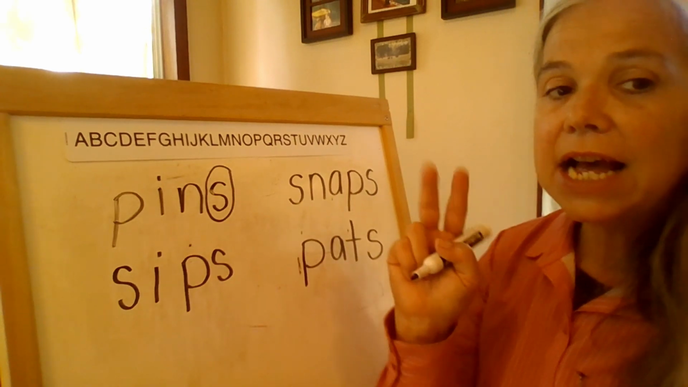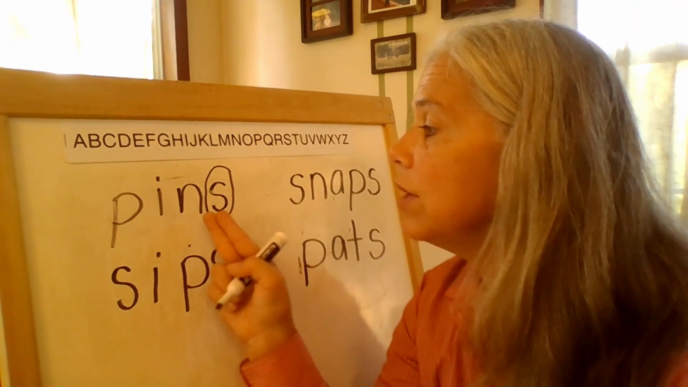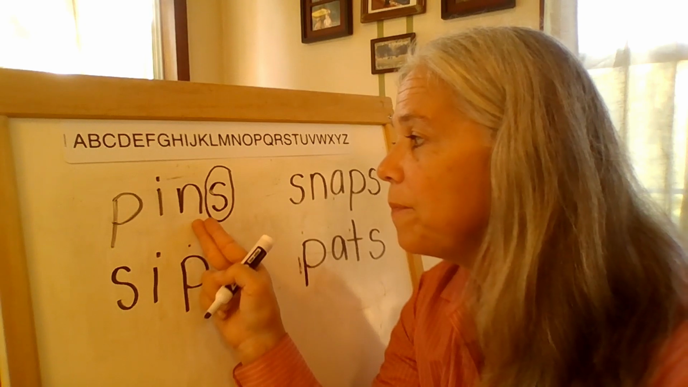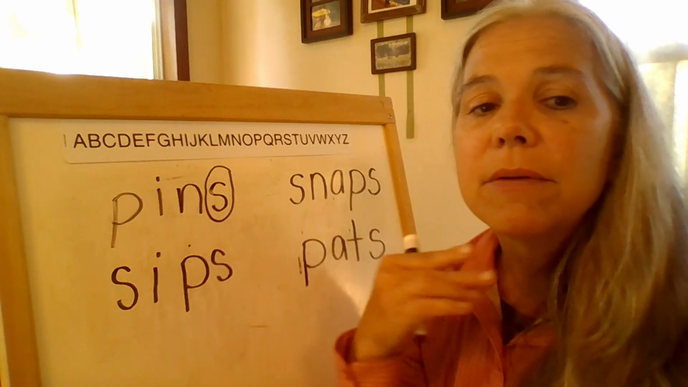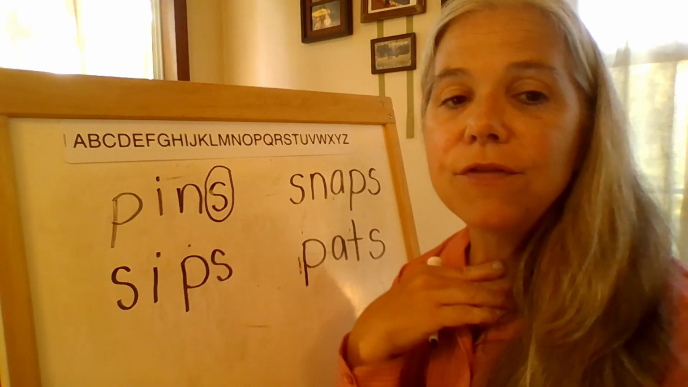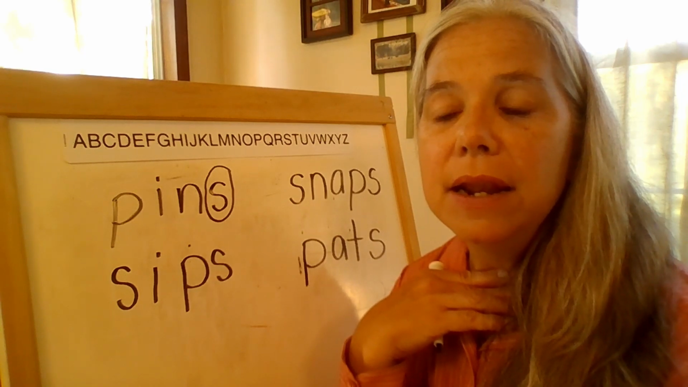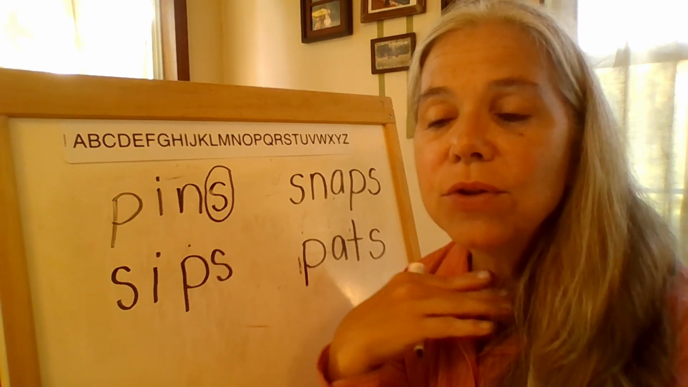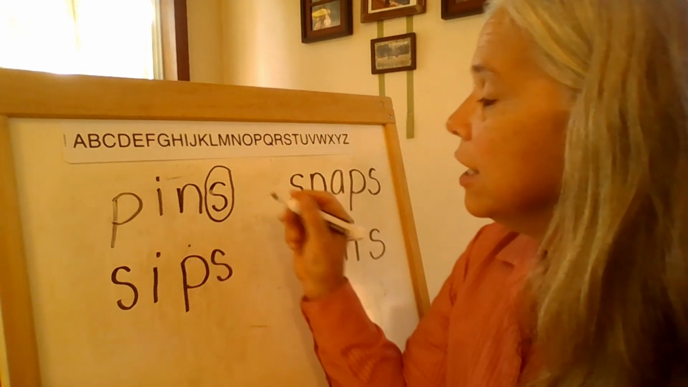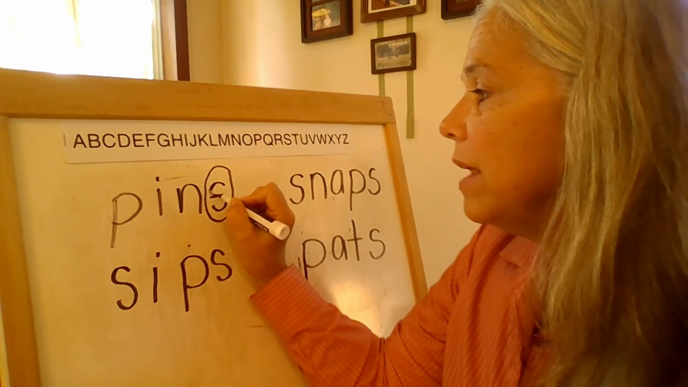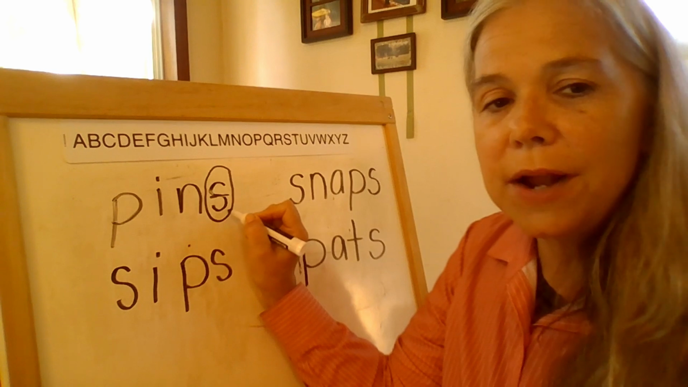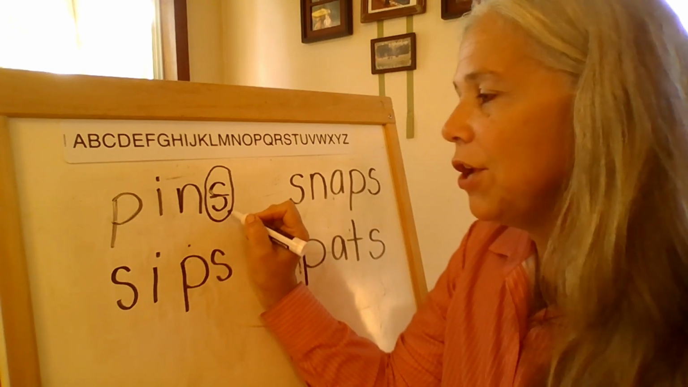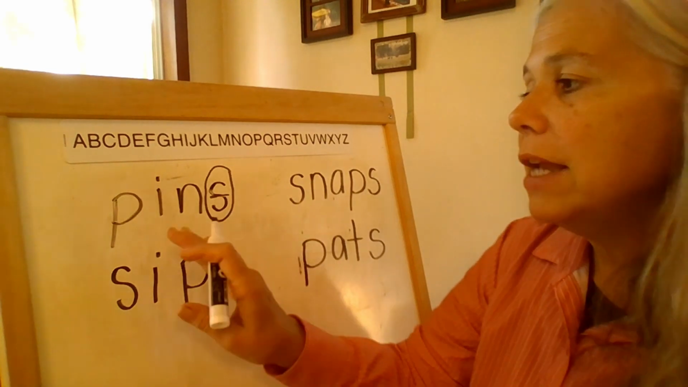We know suffix S has two sounds. Let's look at the consonant right before it. Is N voiced or unvoiced? It's voiced. We can feel the vocal cords vibrating. So we know that this is going to be a voiced S sound, which is what? Z. Very good.